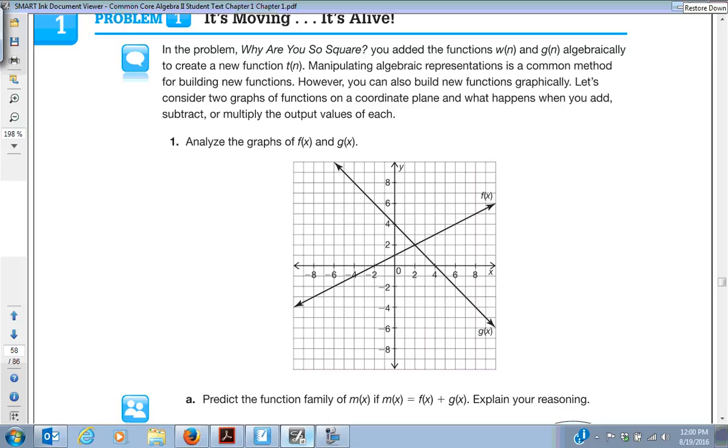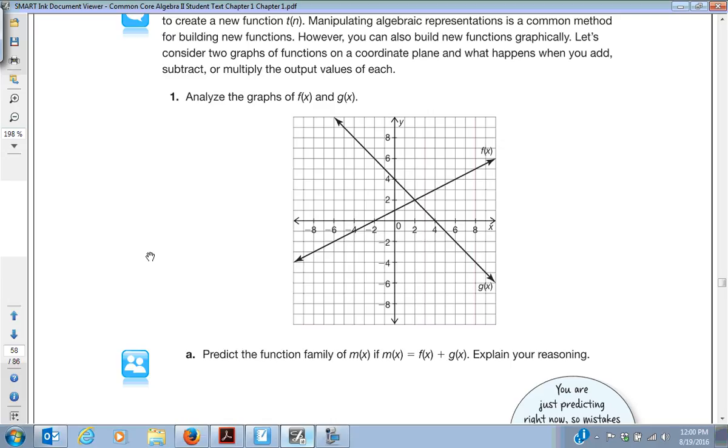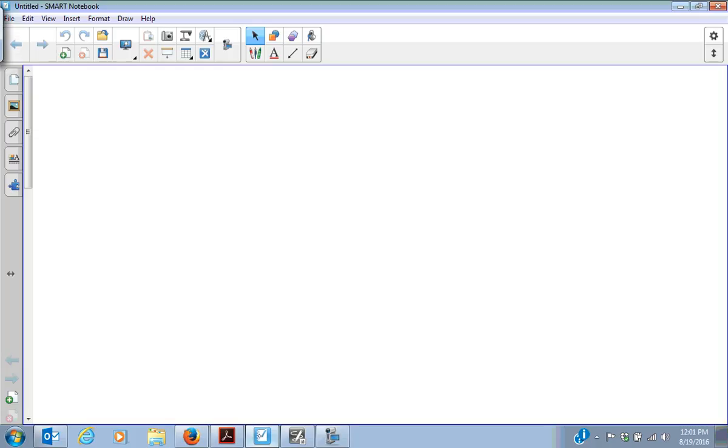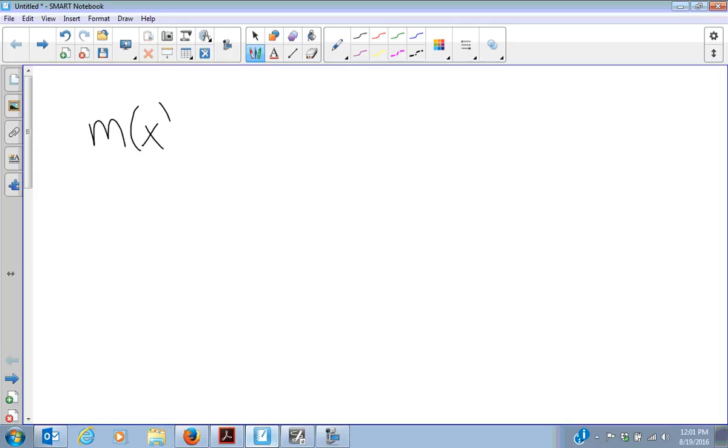So we got these two functions, and what they're going to ask us to do is add these two functions together. So if I had a problem like this, if I had m of x, which is my new function, and they want me to make m of x by adding f of x and g of x together.